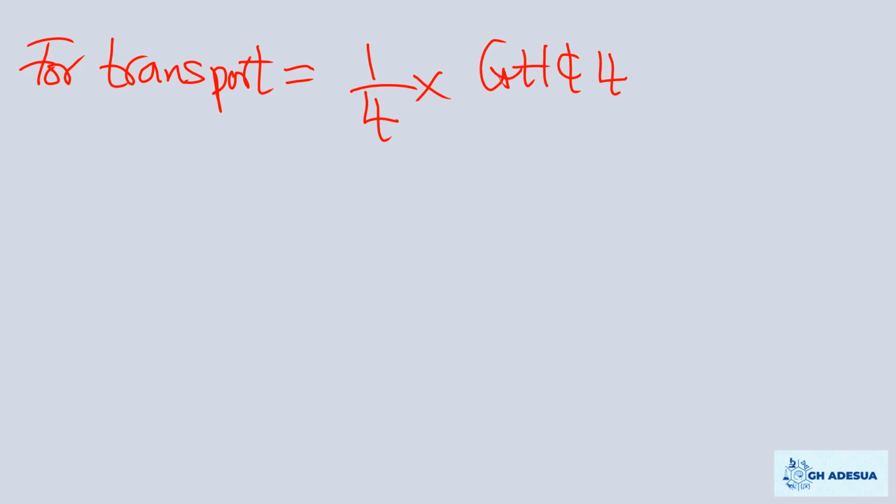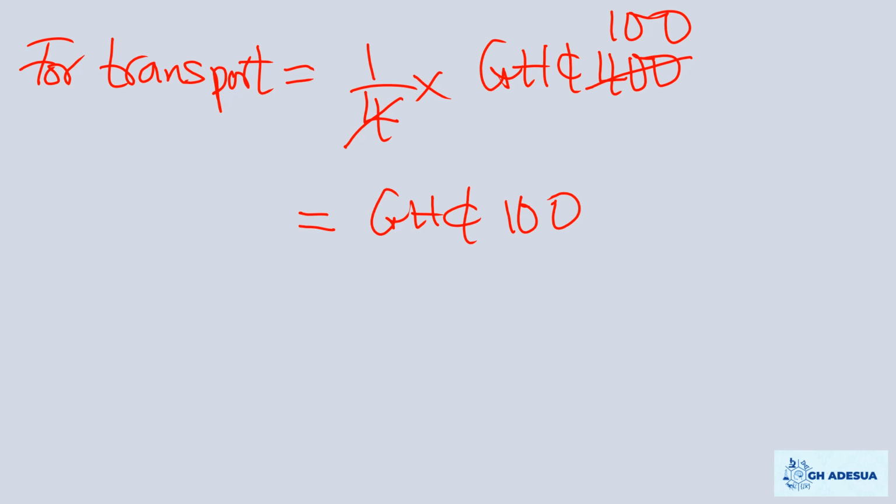So here we go. For transport, it's 1/4 times the remaining amount, which is 400 cedis. So 4 divides 400, and that is 100. So amount spent on transport is 100 cedis. Great. I'm sure you got the answer right. If you didn't get it right, resolve it yourself and be sure that you can solve it anytime you see a similar question.